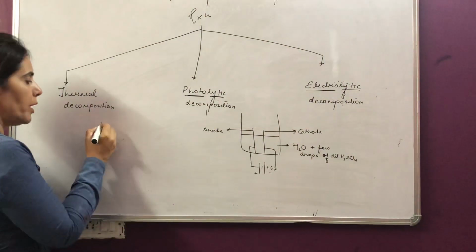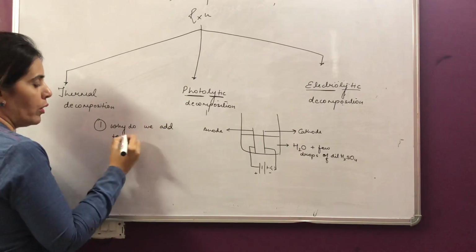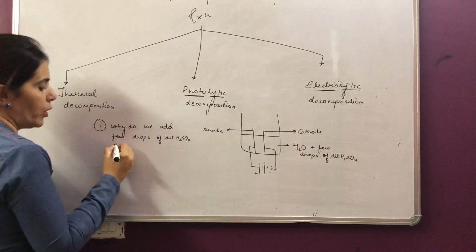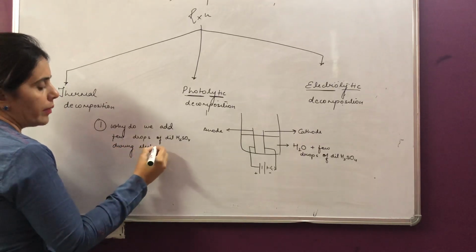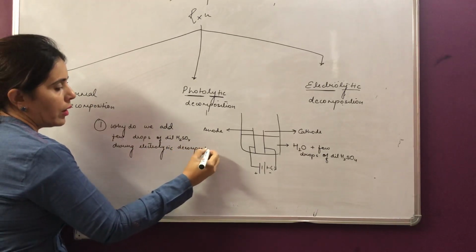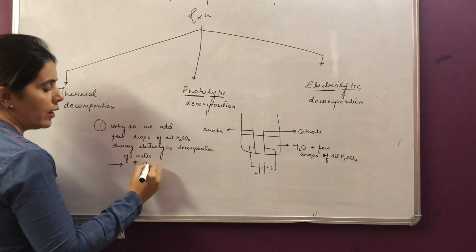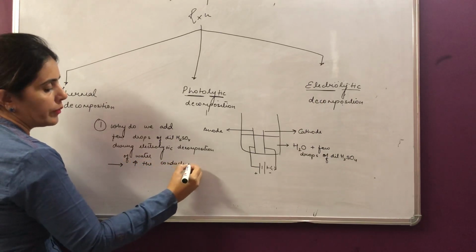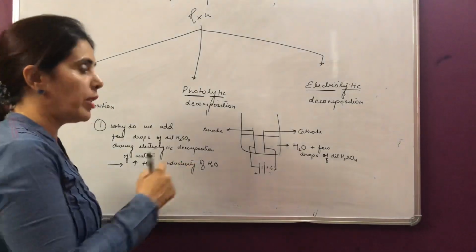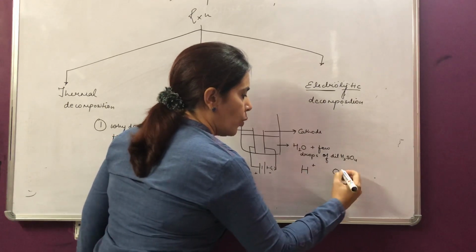So one of the questions which can be asked is, why do we add a few drops of dilute H2SO4 during electrolytic decomposition of water? So what is the answer? The answer is to increase the conductivity of water, as pure water is a poor conductor of electricity. Now conductivity is increased by ions, that means water was what? Ionizing. So when water ionizes, it gives 2 ions, H plus and OH minus.